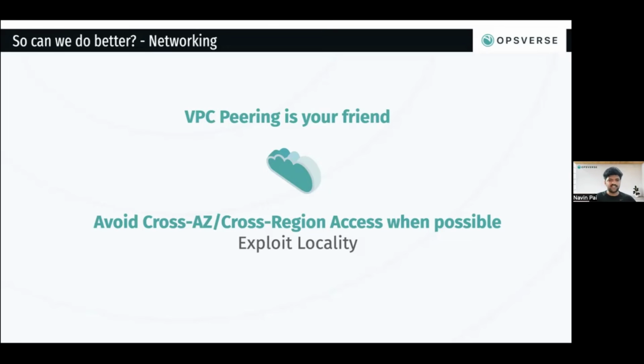There are certain tools and strategies that you can use to do this, which we use internally as well, which allow you to run observability at a lower cost as a whole. But wherever possible, when you're building out your own observability platform, try to avoid cross AZ, identify where your cross AZ and cross region access is happening, and try to exploit locality as much as possible.